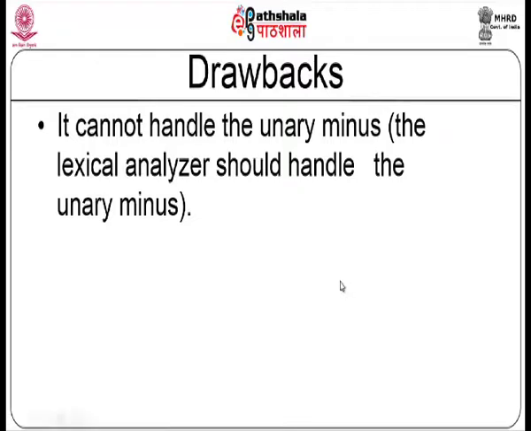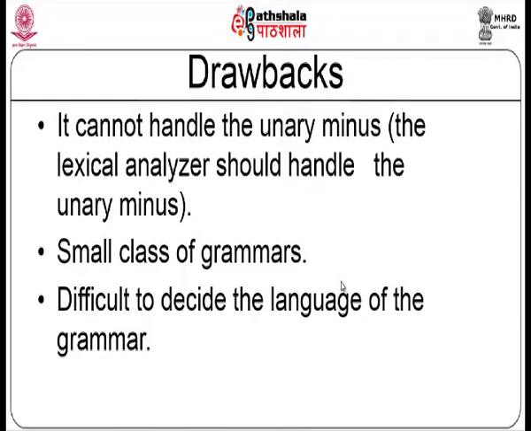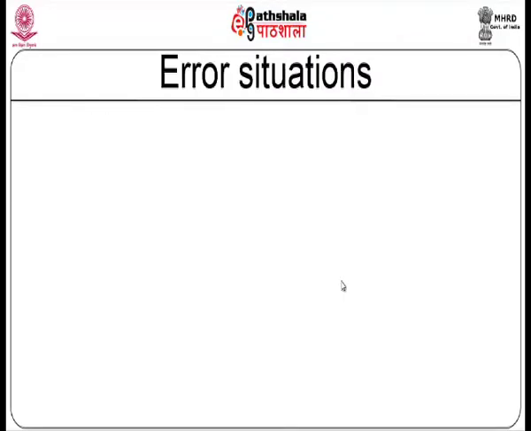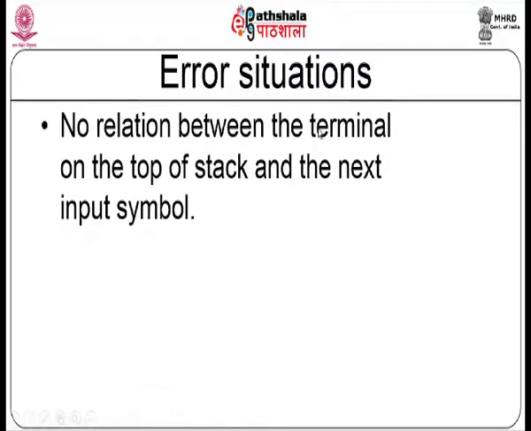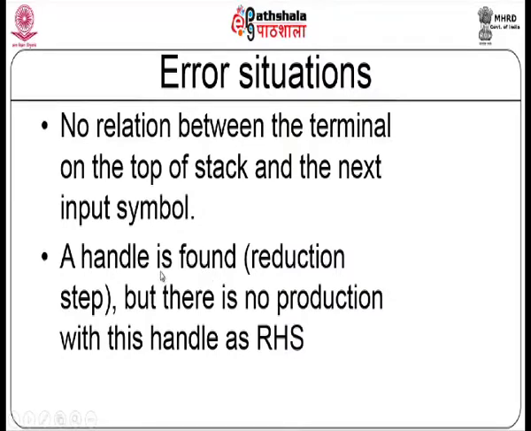The primary drawback of this parser is that it cannot handle the unary minus operator. Then it can handle only a small class of grammar, and it is difficult to decide the language of the grammar for this particular class of grammar. Now, consider error situations in this grammar. Supposing there is no relationship between the terminal on the top of the stack and the next input symbol, that is a typical error problem. So, how do I handle it? It is going to be only an error recovery routine. Another situation is that a handle is found, but there is no production with this handle as the RHS.